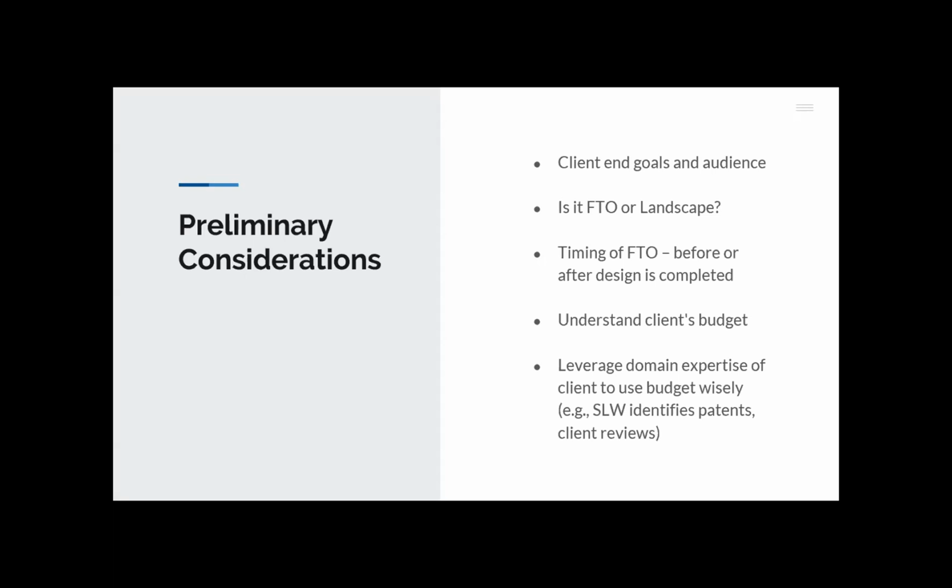And the nice thing about some of the tools that are available, and what I'll be talking about, is that you can actually use the tools efficiently to switch back and forth, to start some landscaping earlier and then shift it over to actual freedom to operate once the information becomes available. So a lot of this is about scope, it's about timing, and it's about efficiency, and the tools are just crucial for all of that. Having the tools, and understanding what the client's budget expectations are, is very important. At the firm here, we always try to leverage domain expertise of the client to use that budget wisely. So there's different ways to divide the work between the technical team at the client and the law firm.